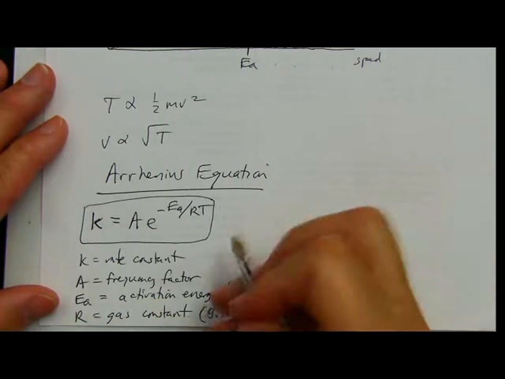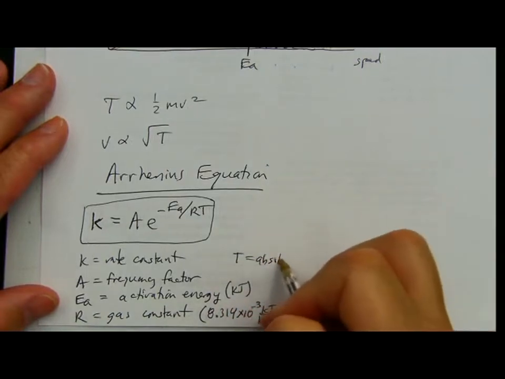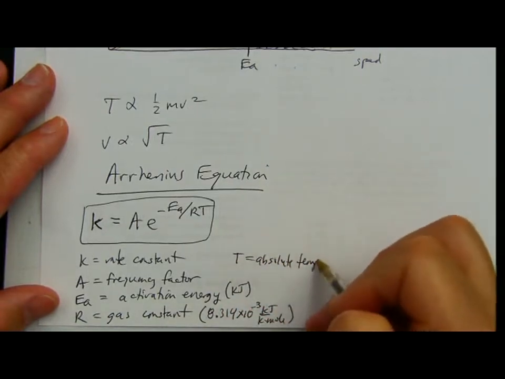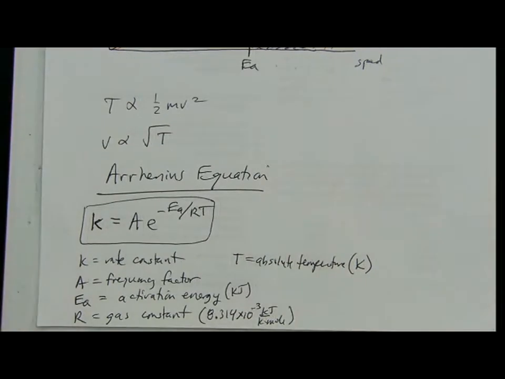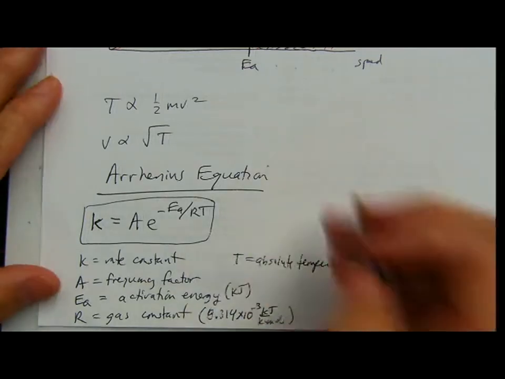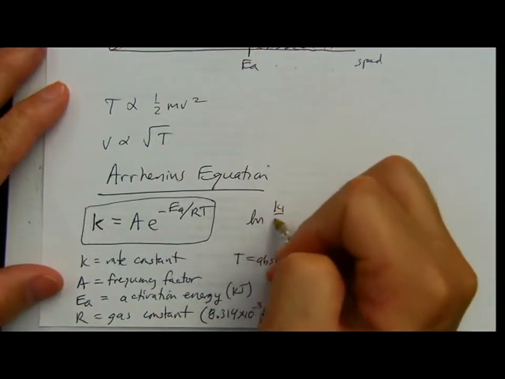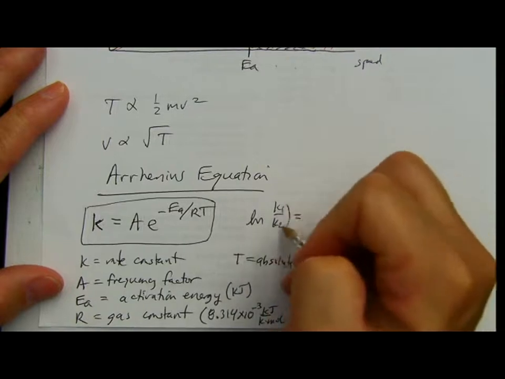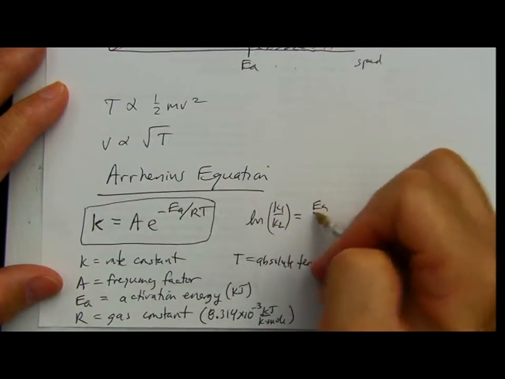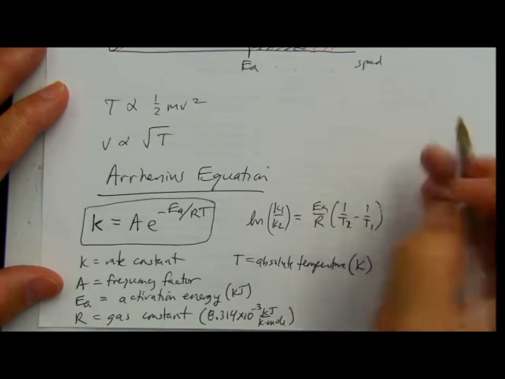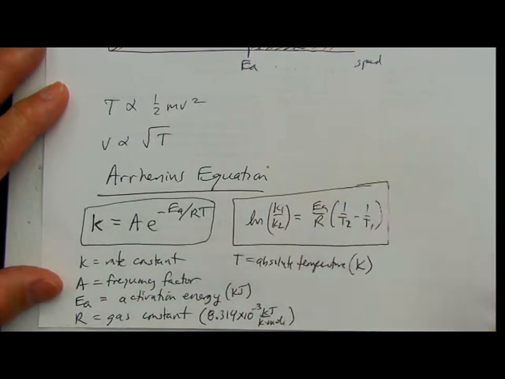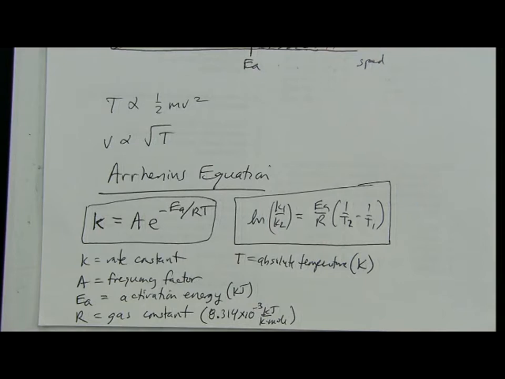And T is the absolute temperature. So it must be in Kelvin. In order for that equation to work, you've got to use Kelvin. All right, there are a couple of other forms of this. Log of k1 divided by k2 is equal to E sub A over R times 1 over T2 minus 1 over T1. That's also called the Arrhenius equation.